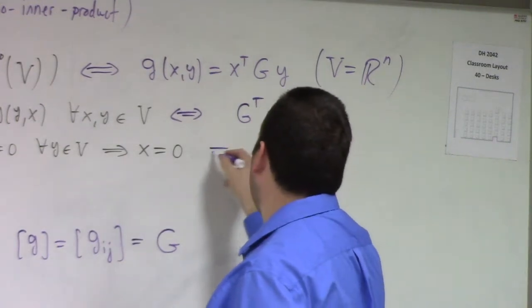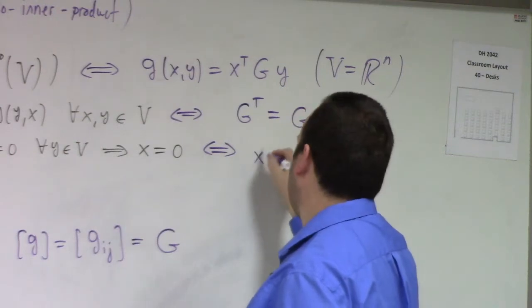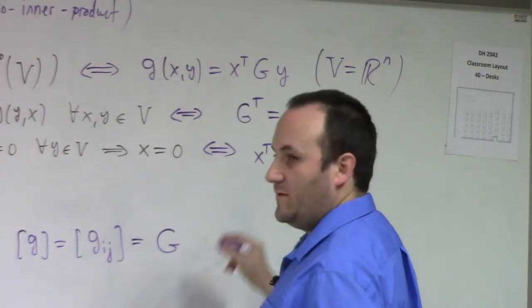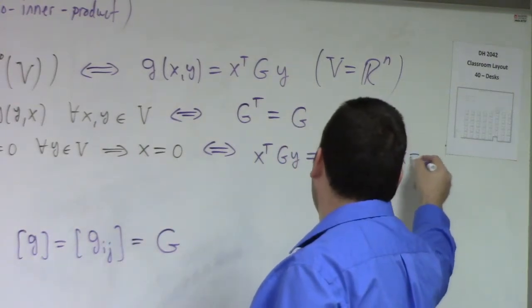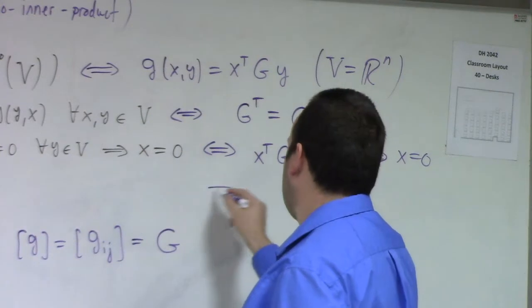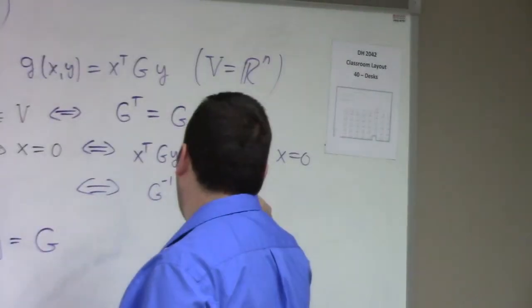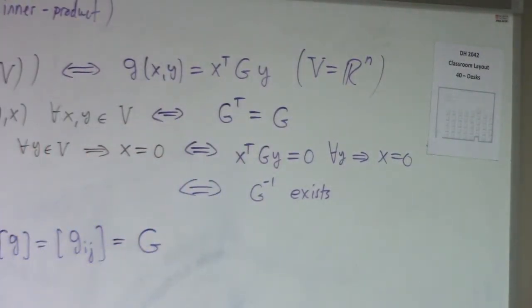Non-degenerate, what's that mean? Basically, that's telling you that x transpose G y is equal to 0 for all y implies that x is equal to 0, right? So through a little bit of standard linear algebra, that means that G inverse exists, or that the determinant of G is non-zero.